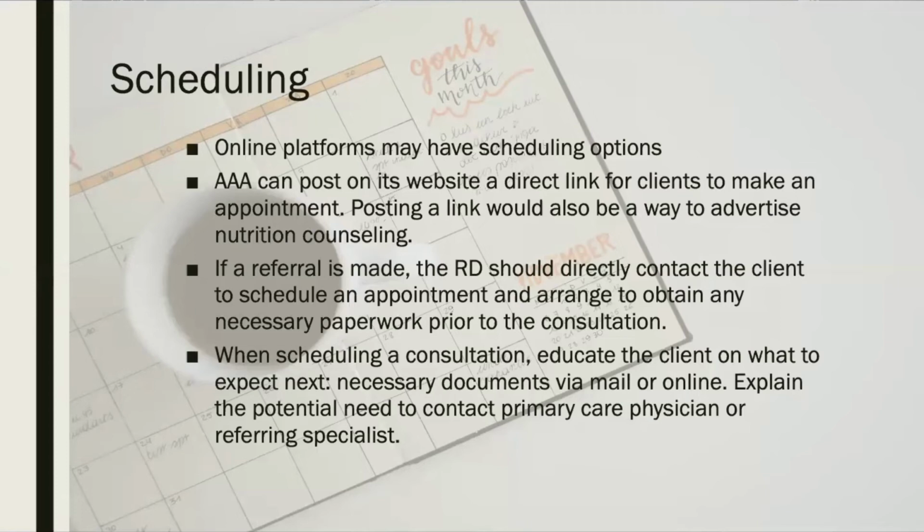Next, let's discuss scheduling. Online platforms may have scheduling options. Your Area Agency on Aging can post on its website a direct link for the clients to make an appointment. Posting this link could also be a way to advertise nutrition counseling online. If a referral is made, the dietitian should directly contact the client to schedule an appointment and arrange to obtain any necessary paperwork prior to the consultation.